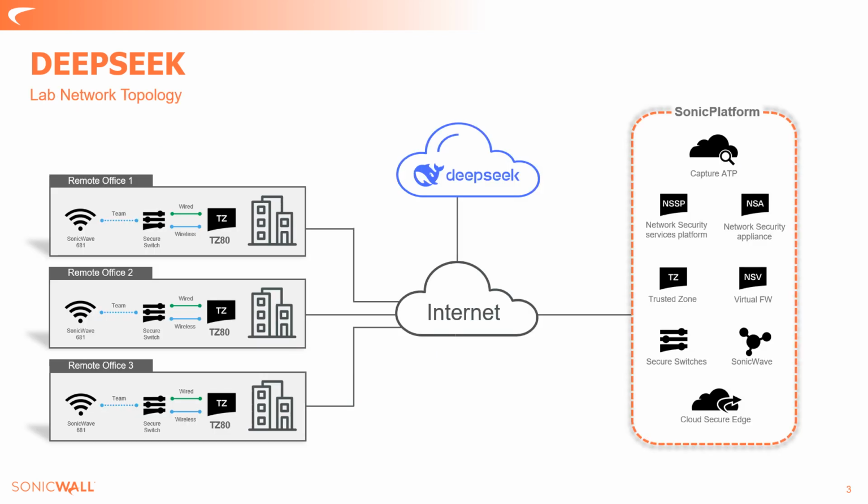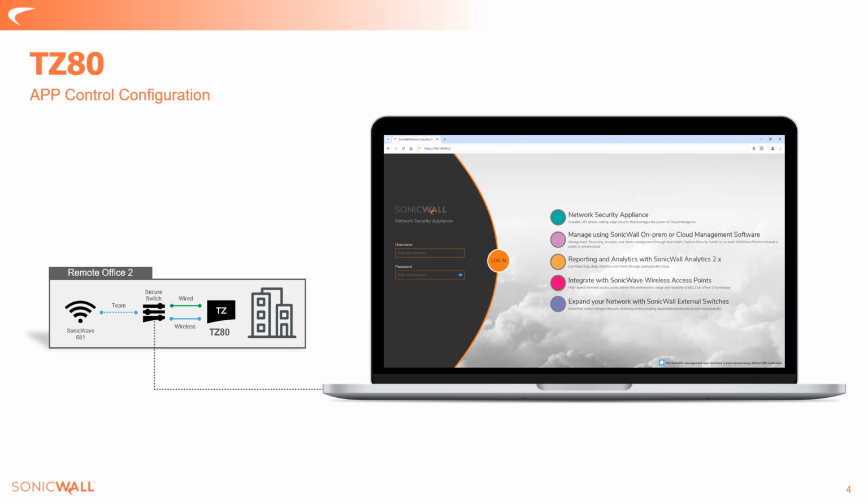This network simulation is represented by 3 remote offices connected to the internet. All of them have access to the DeepSeek AI service. To the right of the slide is the Sonic platform, which manages and monitors the SonicWall ecosystem of products, including firewalls, SonicWave Wi-Fi access points, switches, Cloud Secure Edge, Capture Client, and more. For security reasons, we have been tasked with blocking access to DeepSeek in Remote Office 2. We have the option to configure the firewall remotely using Sonic Platform's Network Security Manager. However, since an administrator is already on site, we will perform this task locally through the graphical user interface.